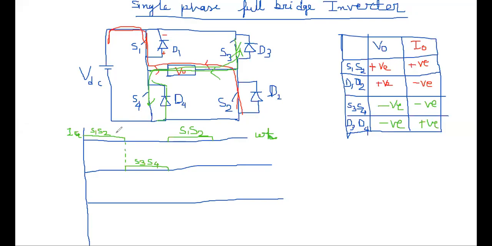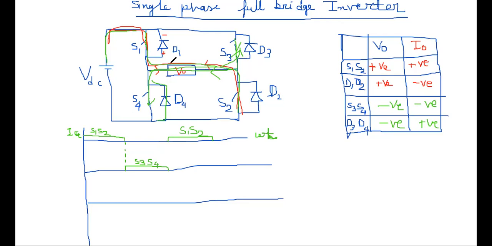Okay, so you can see that when S1 and S2 are closed, that means the positive voltage is coming from this to this. Positive side is connected to load. So the output voltage is positive and current is also coming from this direction, so this is also positive.